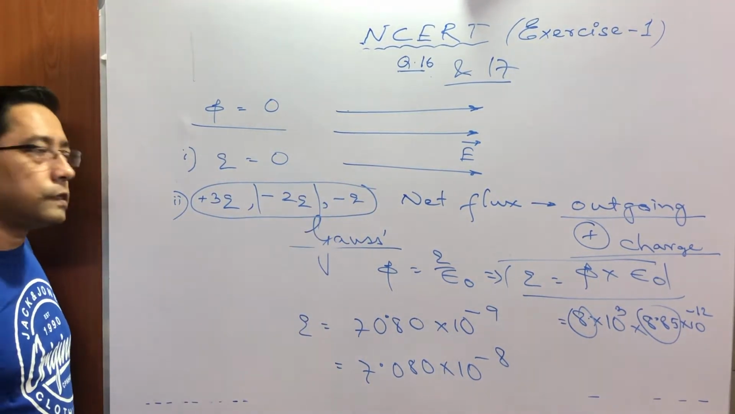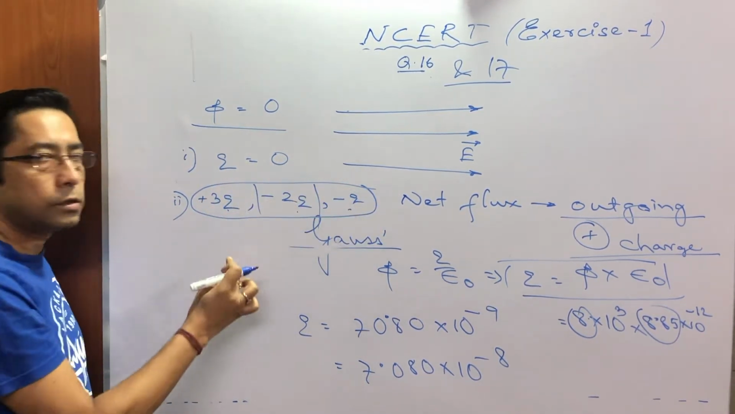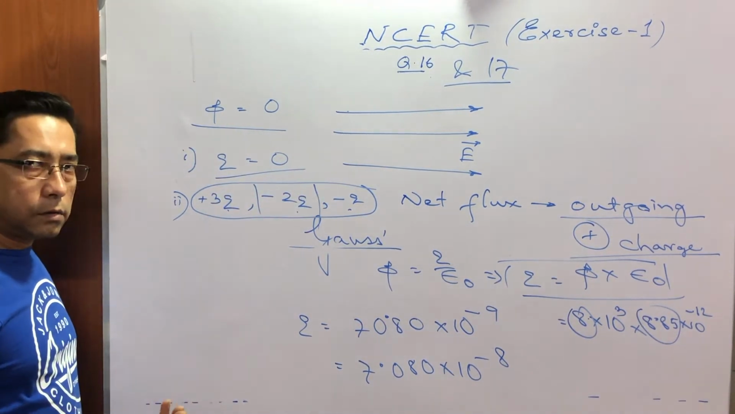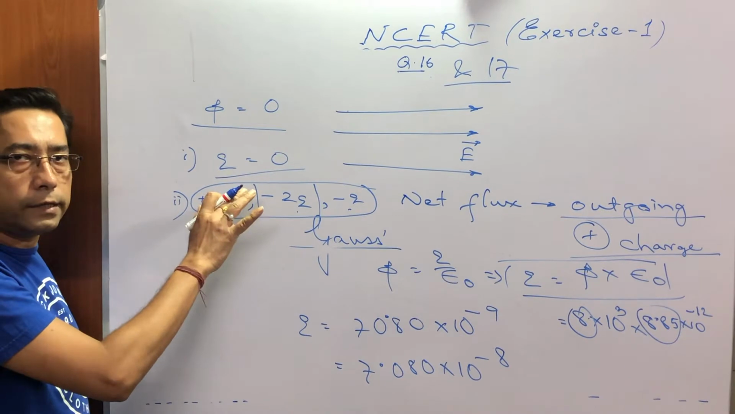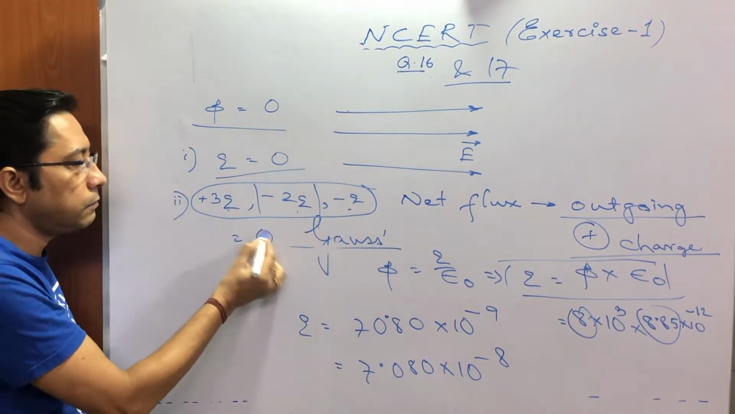Suppose there are 3 charges inside that: plus 3q, minus 2q, minus q. So what is the net charge? 0. So either no charge is residing inside, or charges are there, but the algebraic sum of the charges is 0.